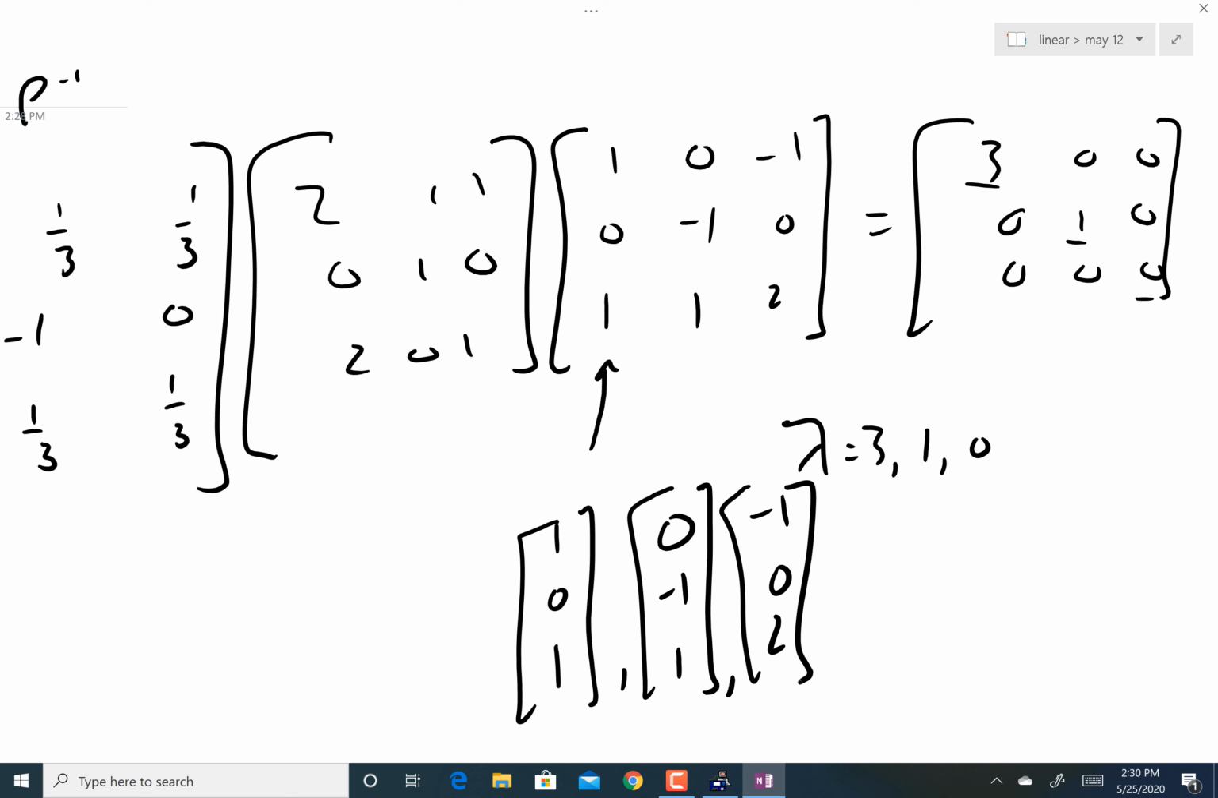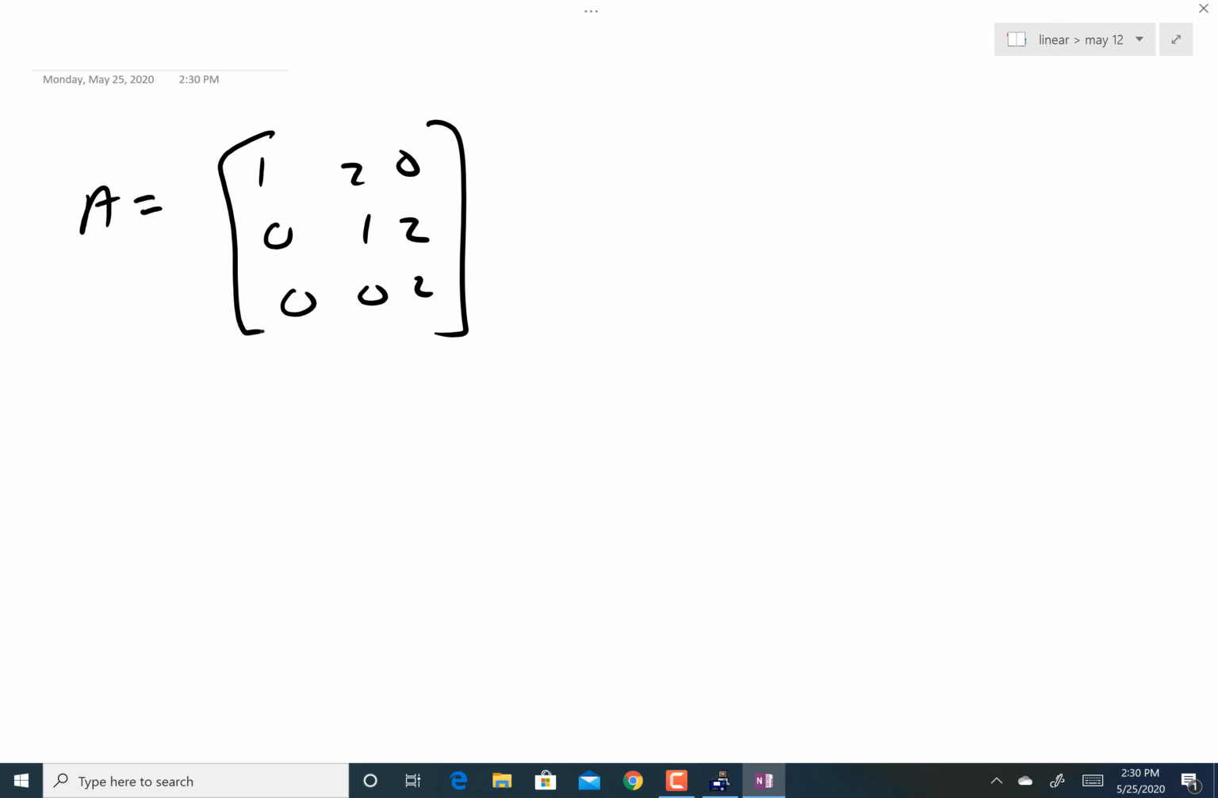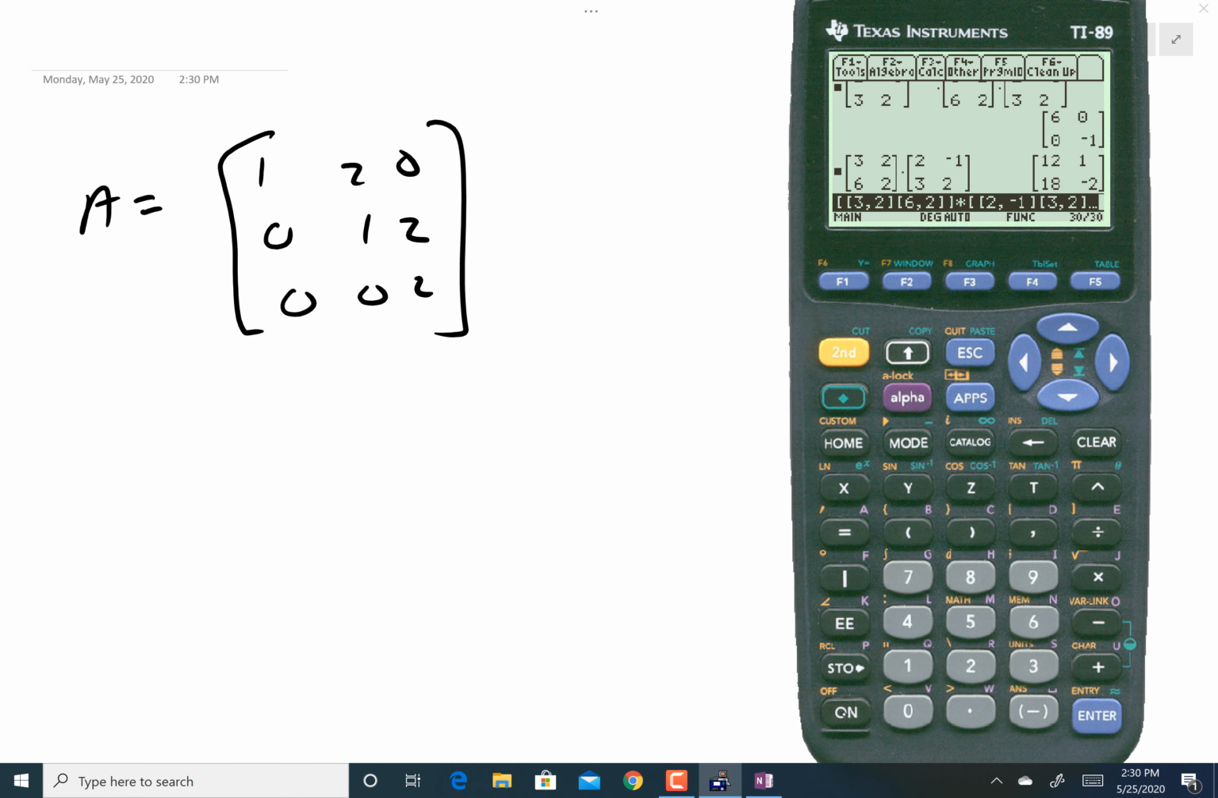Here's another example, number 10. We'll do number 10 together because that sounds like a fun one. Not really, it's just the problems. Let's just do it and see what's what. The matrix is 1, 2, 0, 0, 1, 2, 0, 0, 2. It says, is it diagonalizable? And the answer is, I don't know. But first and foremost, I think I'm just going to go see what my eigenvalues are.